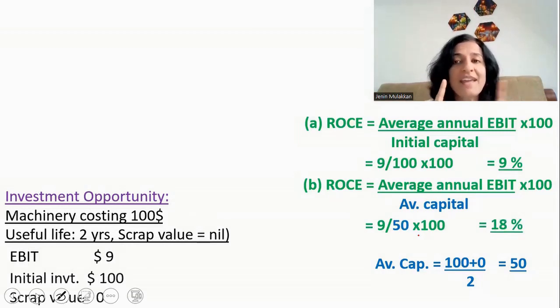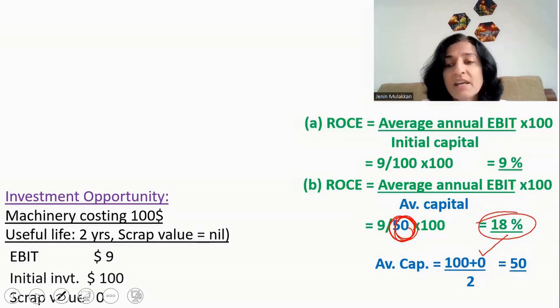Just because we've taken the average capital, the return on capital employed increased. Why? Because the denominator had reduced because of the impact of depreciation. See, the asset value depreciated to 0. So on an average, when we calculated, the average capital reduced to 50. That is the reason for this increase in the return on capital employed. Whenever depreciation is involved, the return on capital employed increases.